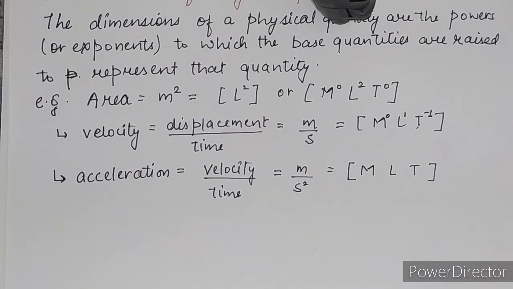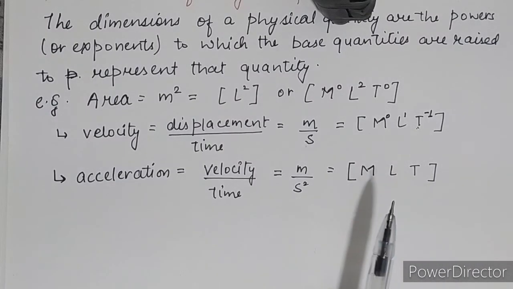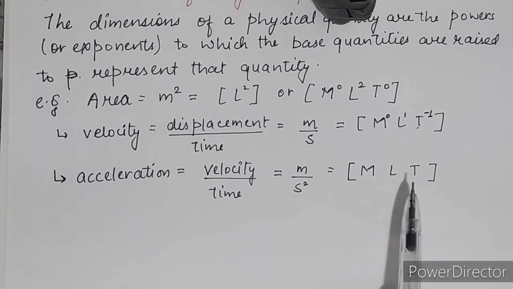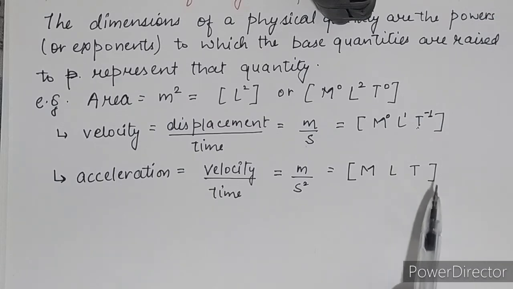Always remember, there are 7 fundamental base quantities we utilize in dimensional formulas. Other than mass, length and time, the 4 more are temperature, electric current, luminous intensity and amount of substance. But mainly MLT is used, that's why we always write MLT. If these 4 are also used, then we add them here. If current is there, we add ampere, A. If temperature is there, we add Kelvin, K. If luminous intensity is there, we use CD. If amount of substance is there, we use mole.